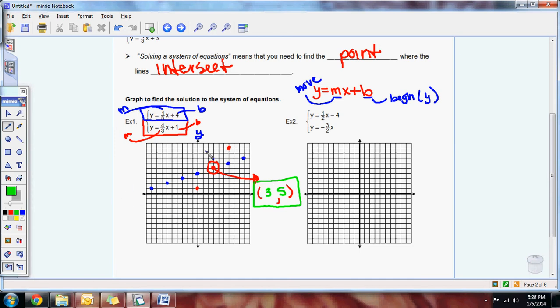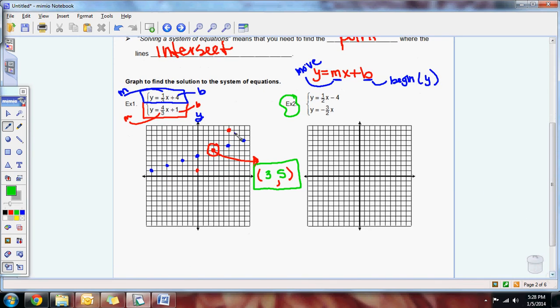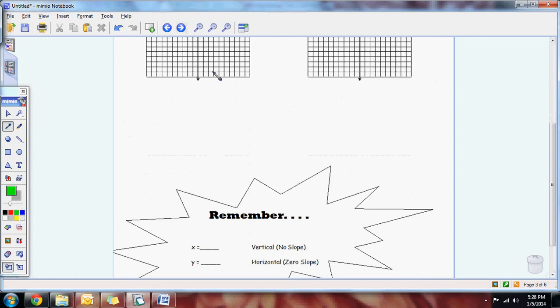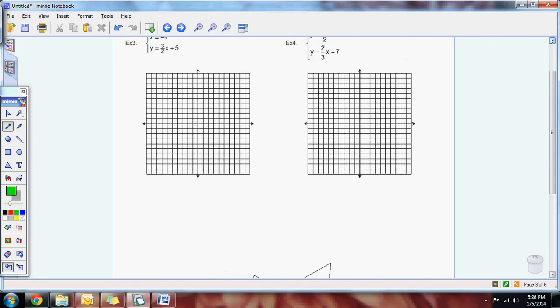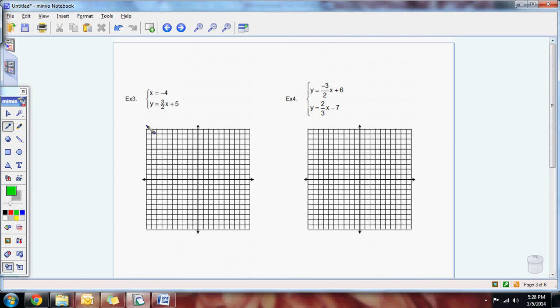Okay. I'm going to skip this one. I'm going to have us try that one together. You can try it without me right now if you want to move on. But I want to go to the next page to try one of these with you. Let's look at example number 3.